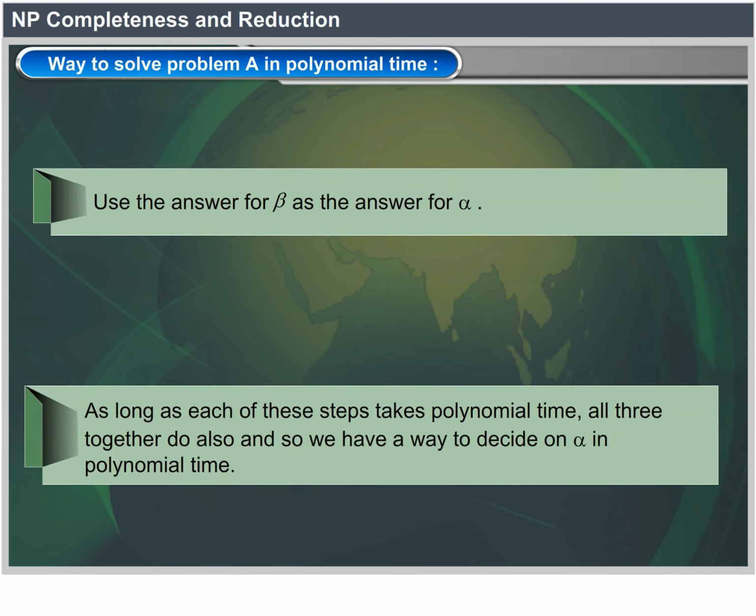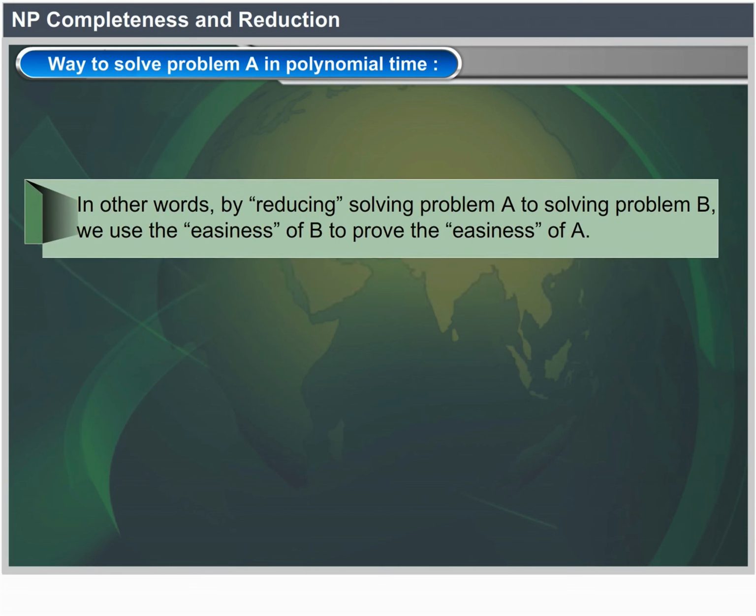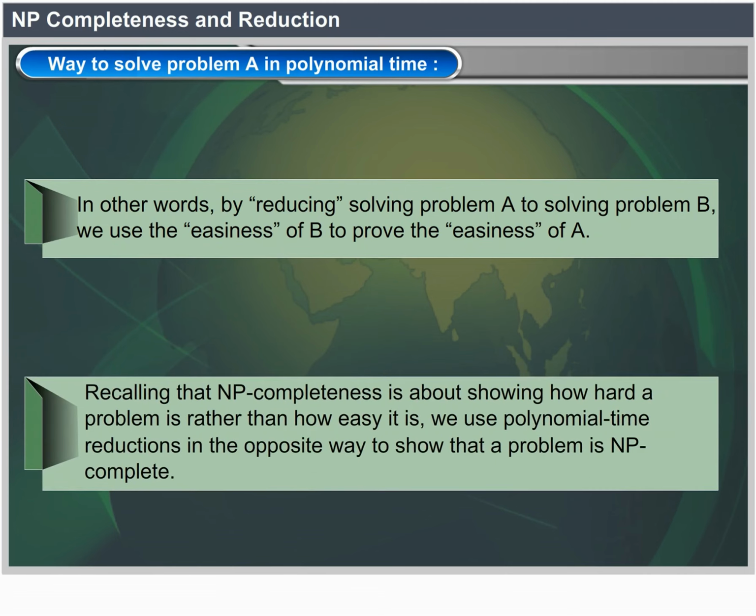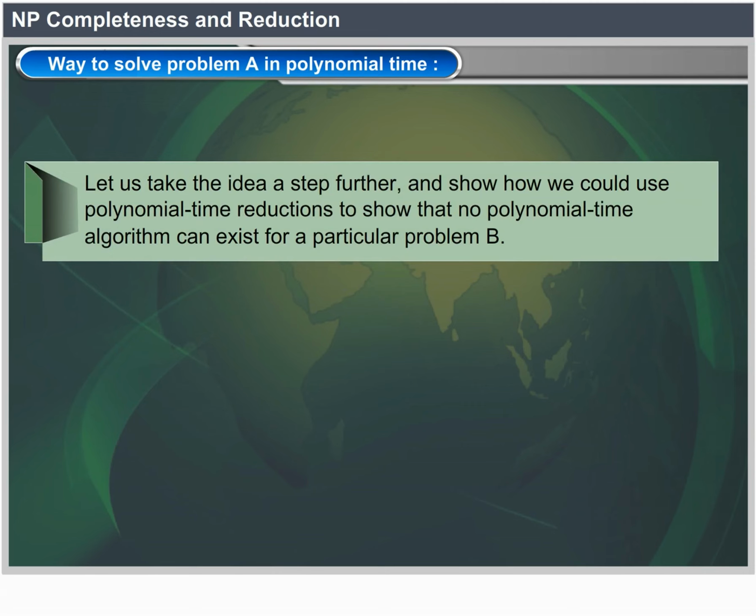In other words, by reducing solving problem A to solving problem B, we use the easiness of B to prove the easiness of A. Recalling that NP completeness is about showing how hard a problem is rather than how easy it is, we use polynomial time reductions in the opposite way to show that a problem is NP complete. Let us take the idea a step further and show how we would use polynomial time reductions to show that no polynomial time algorithm can exist for a particular problem B.